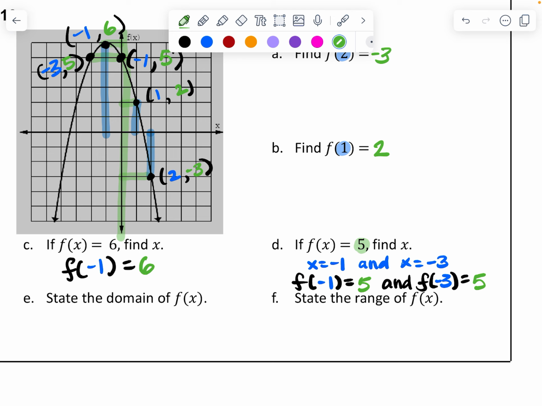State the domain of f of x. This is going to be with arrows, so that's going to involve infinite domain. So it will go left and right forever. That's negative infinity to infinity. The range stops at 6 at the top. So I'm going to say 6. And it's going to go down forever, so that would be negative infinity.